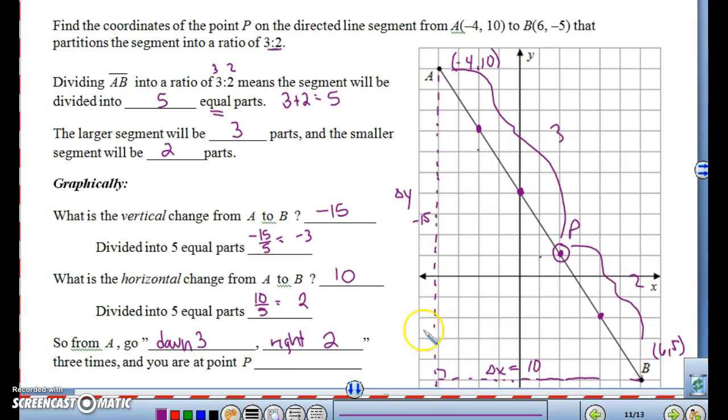What are the coordinates of point P? They would be (2, 1). So that is graphically how we're doing this. Now, we can also do this algebraically.